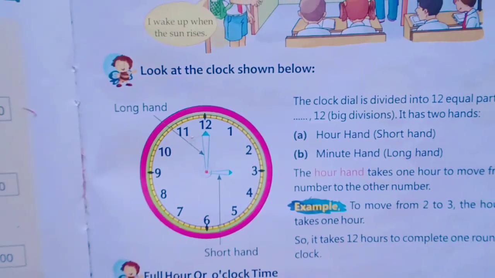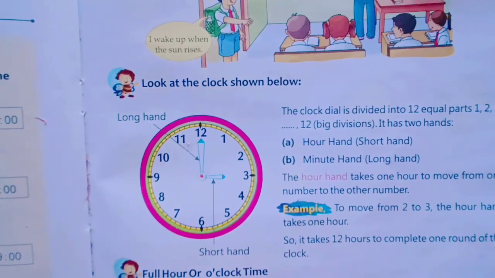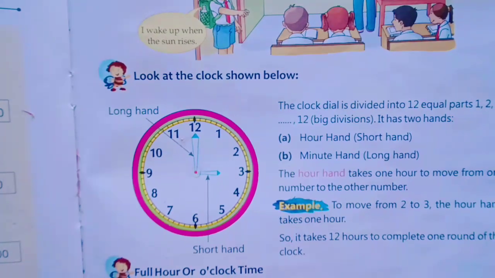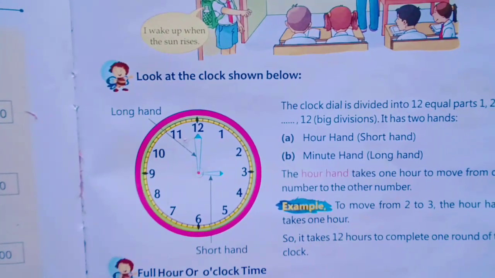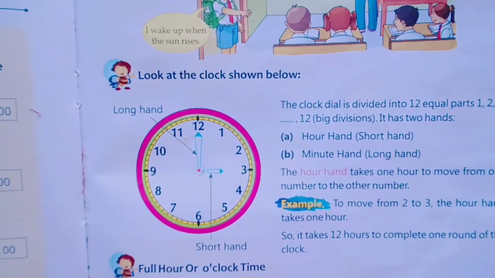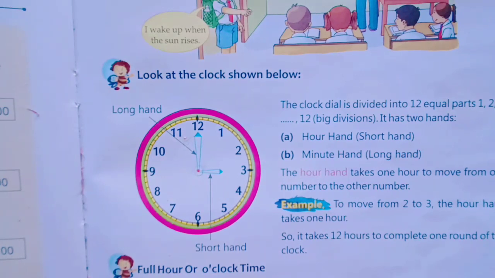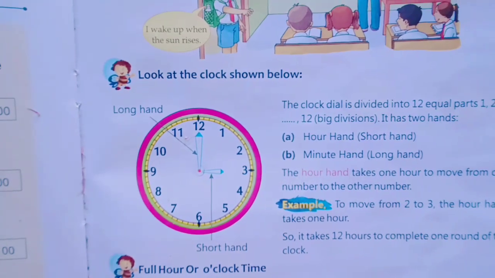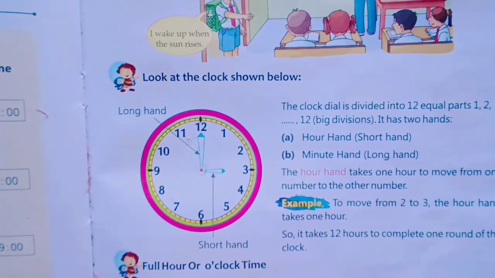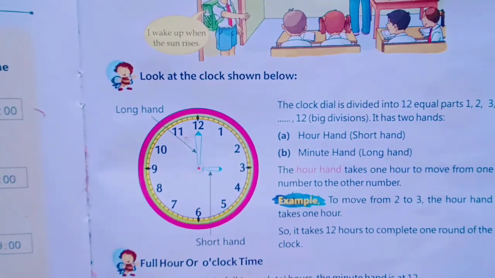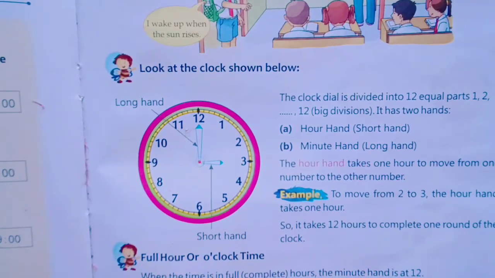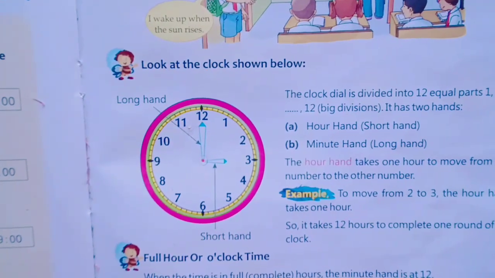Children, the hour hand takes 1 hour to move from one number to the next. Let's understand with an example. To move from 2 to 3, the hour hand takes 1 hour. It takes 12 hours to complete one round of the clock.